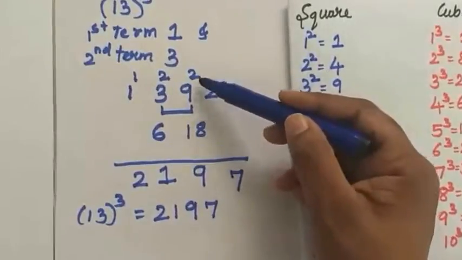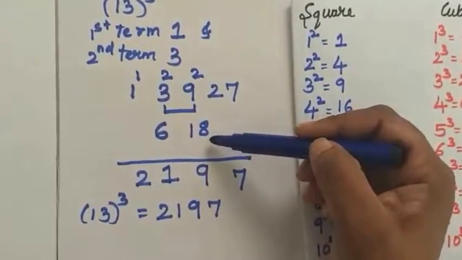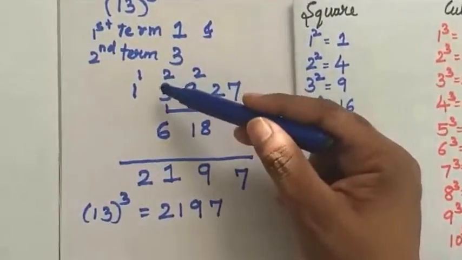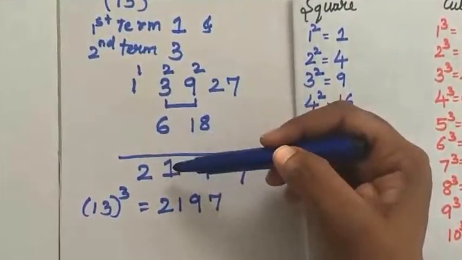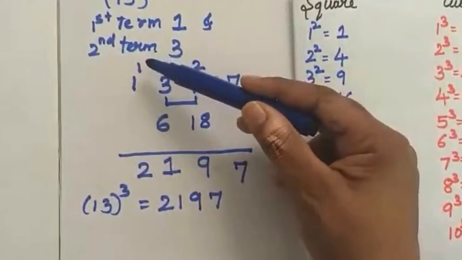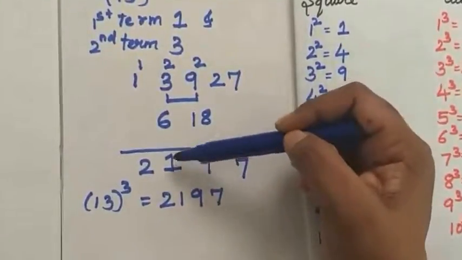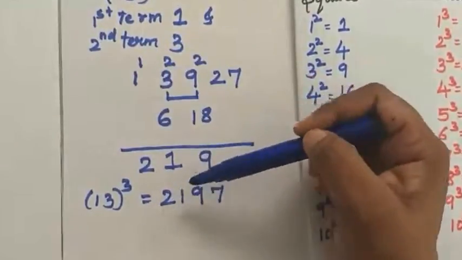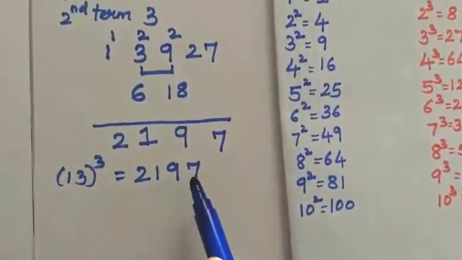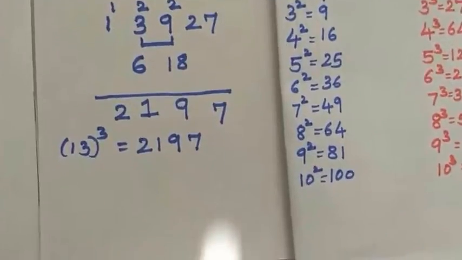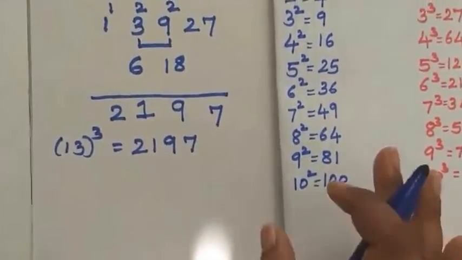Then 2 plus 9 plus 18 is again 29. Again 2 I have carried forward to the next number. Then again add it. 2 plus 3 plus 6, I'll be getting again 11. So 1 is carried forward and I'm going to write 1 over here. Then 1 plus 1 is your 2. So the answer for 13 cube is 2197. Similarly, we will solve few more problems using this rule.